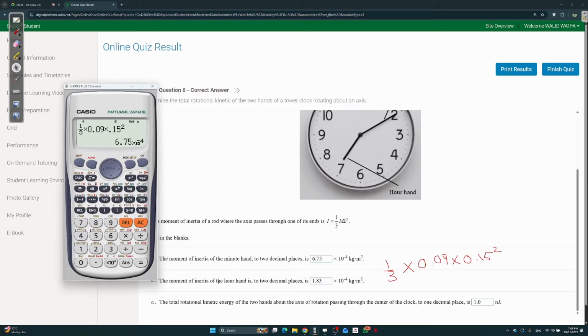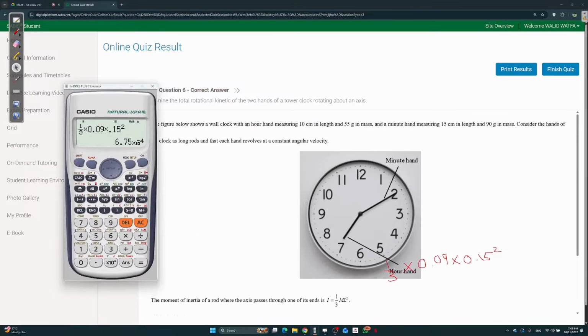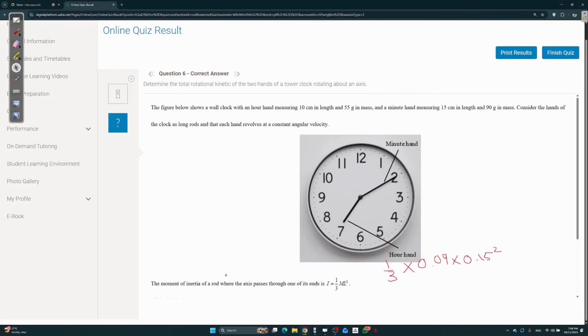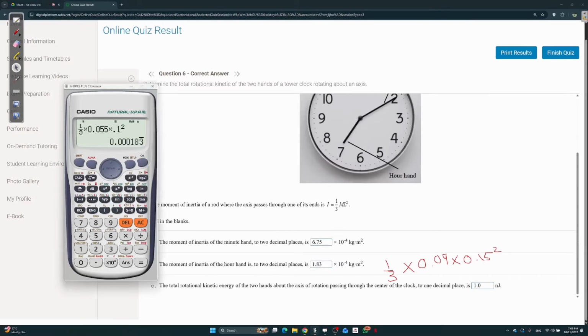Then do the same thing for the hour hand. The hour hand is 10 centimeters and 55 grams, so we change this to 10 centimeters and 55 grams, and you get 1.83 times 10 to the power negative 4, which is what we got here.